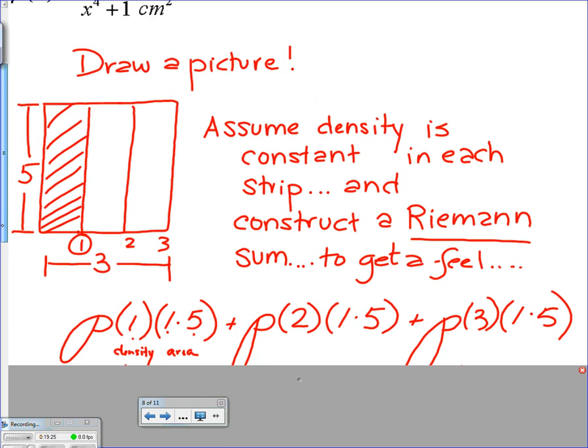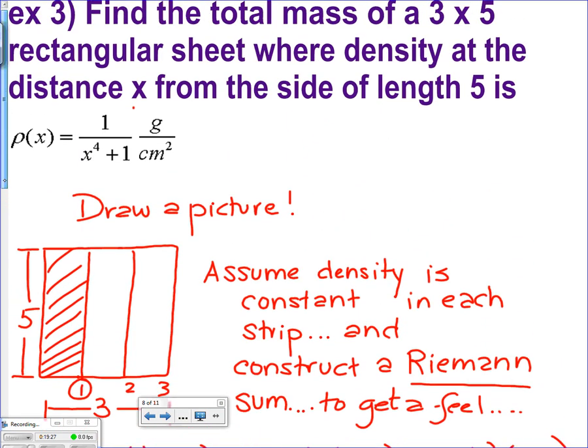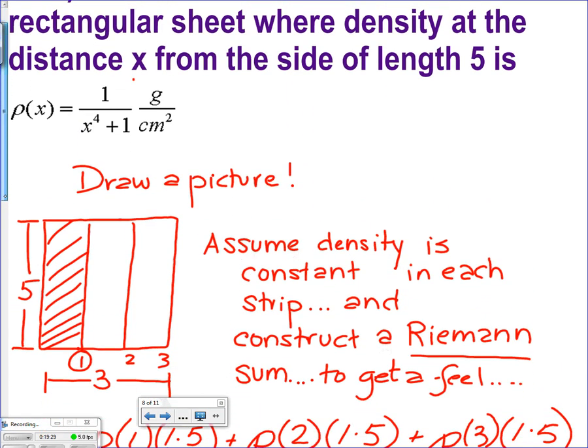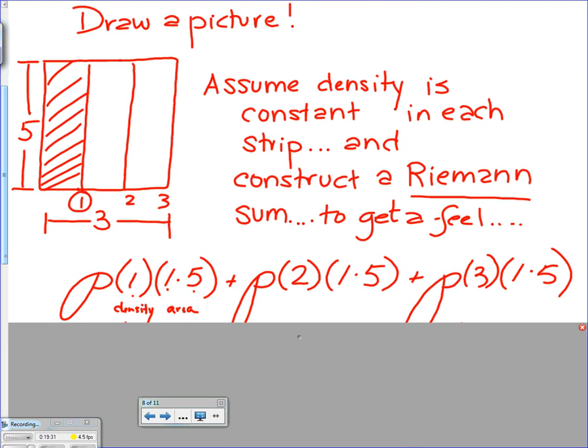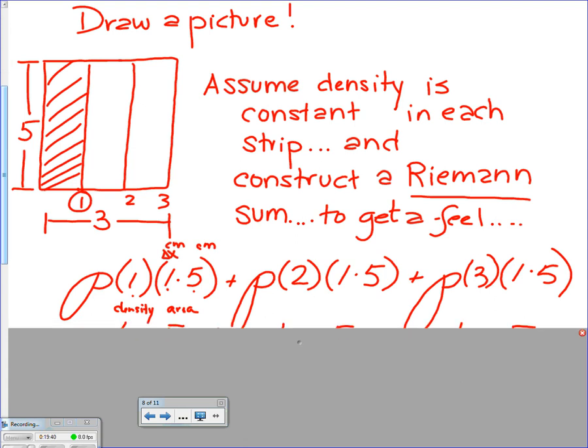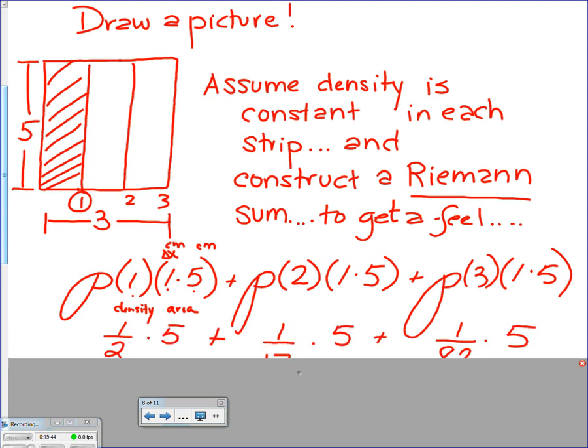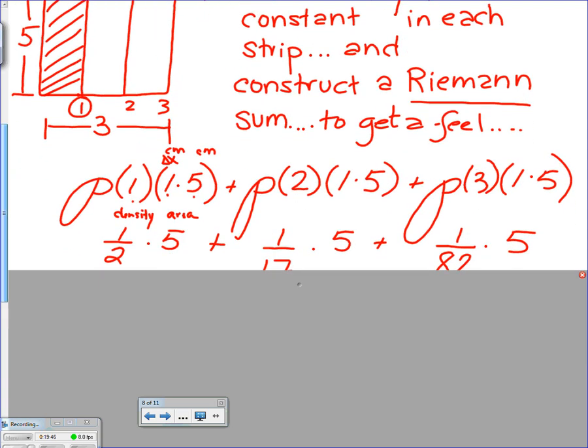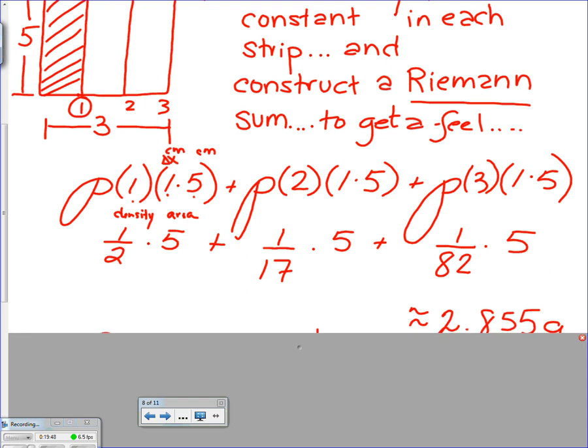Always make sure the units work out. So this is in centimeters, okay? So delta x, the 1, is going to be in centimeters, and the 5 is going to be in centimeters. So we have centimeters times centimeters times grams per centimeter squared. And I do it for all 3 strips. And I get an estimate for the total mass to be approximately 2.855.